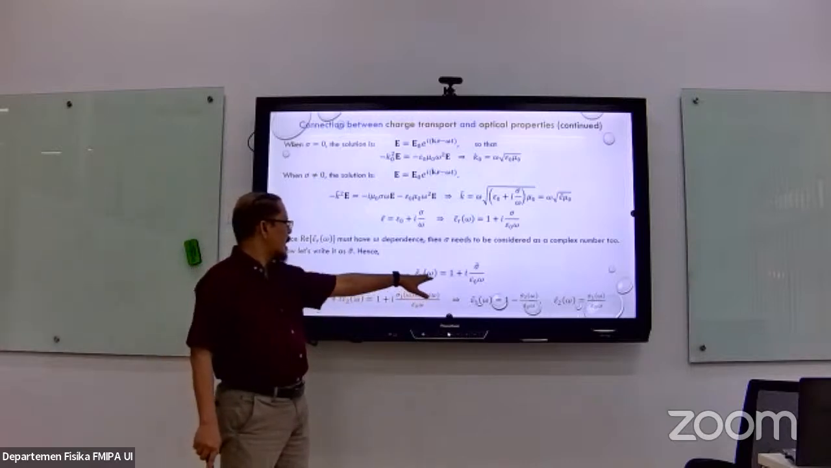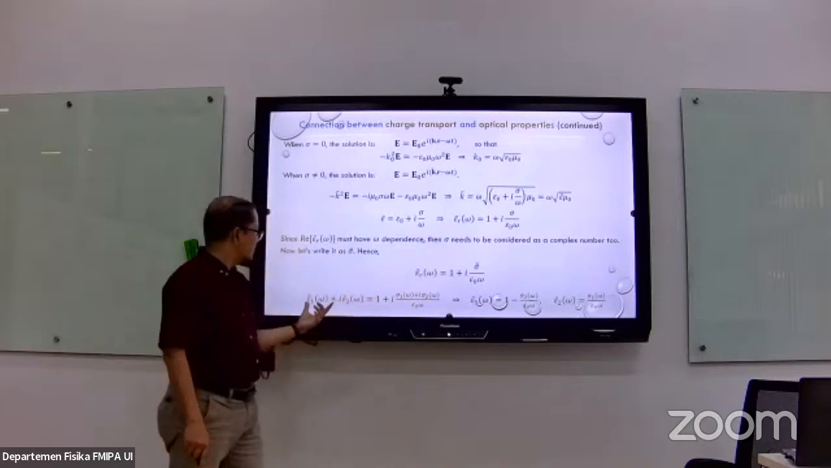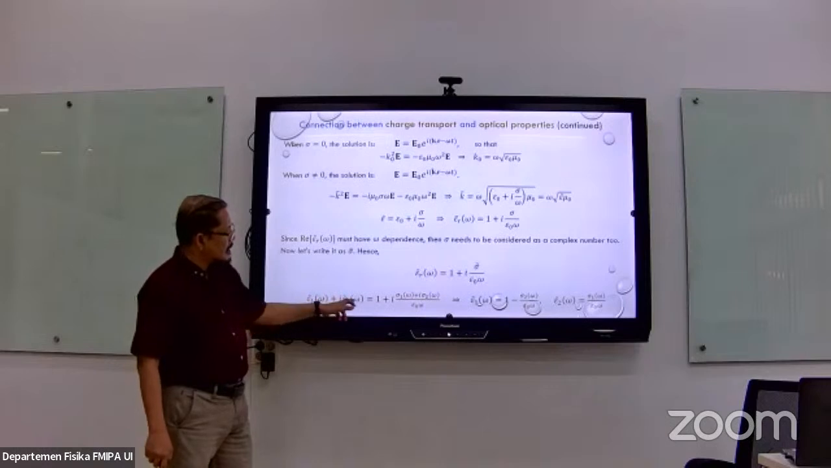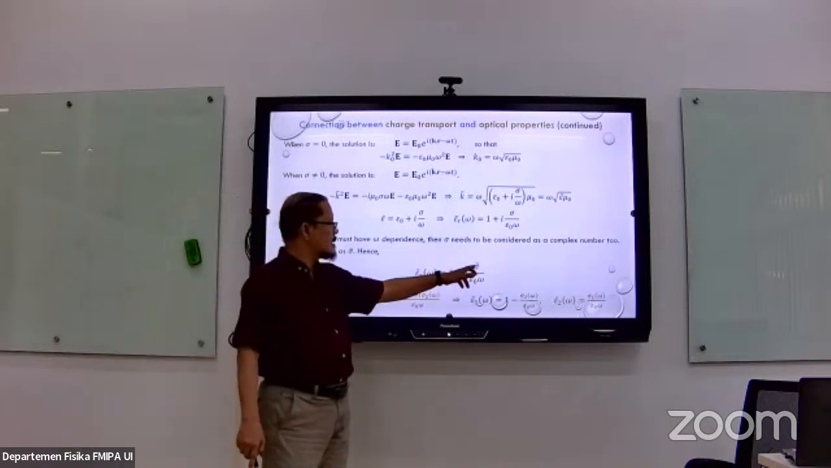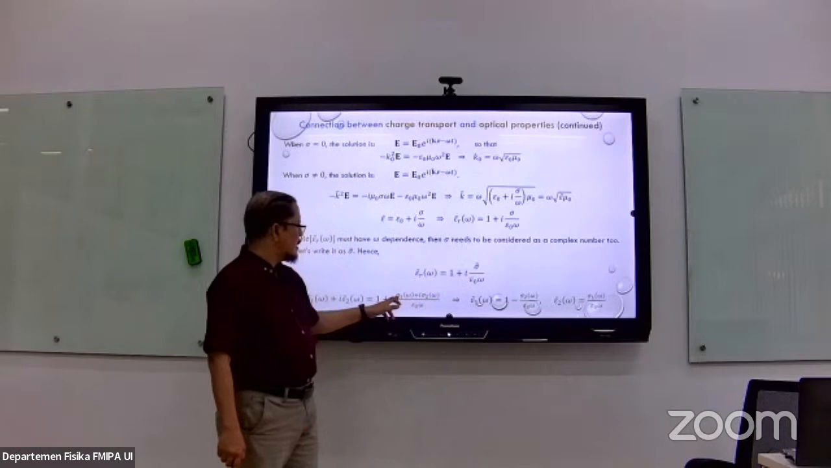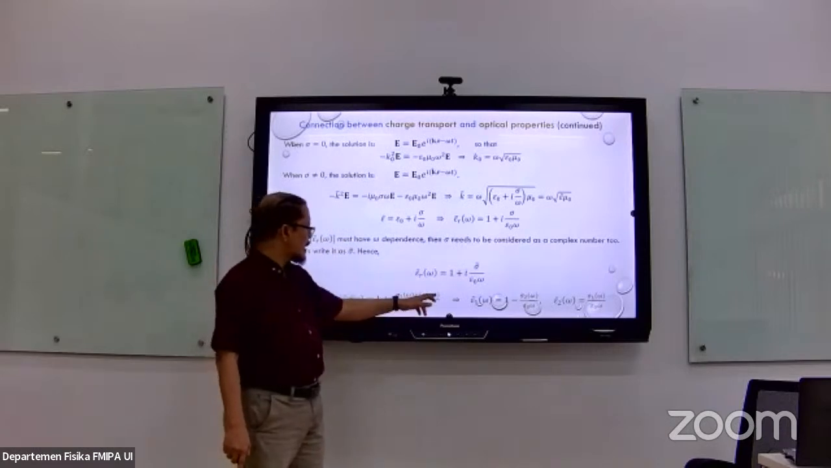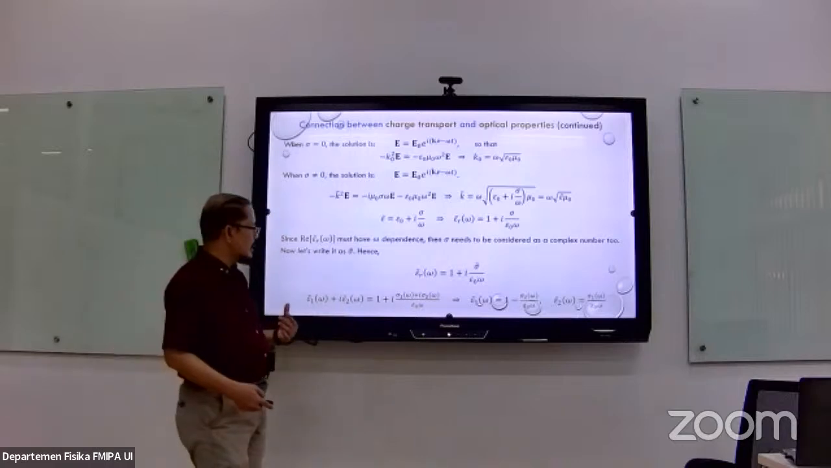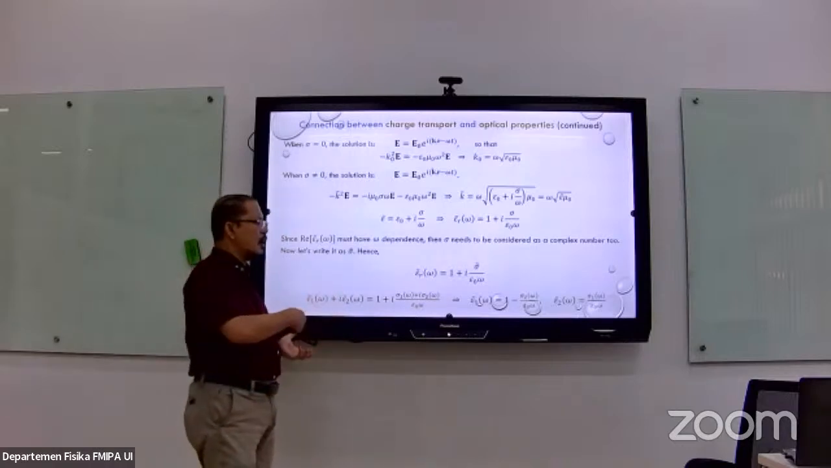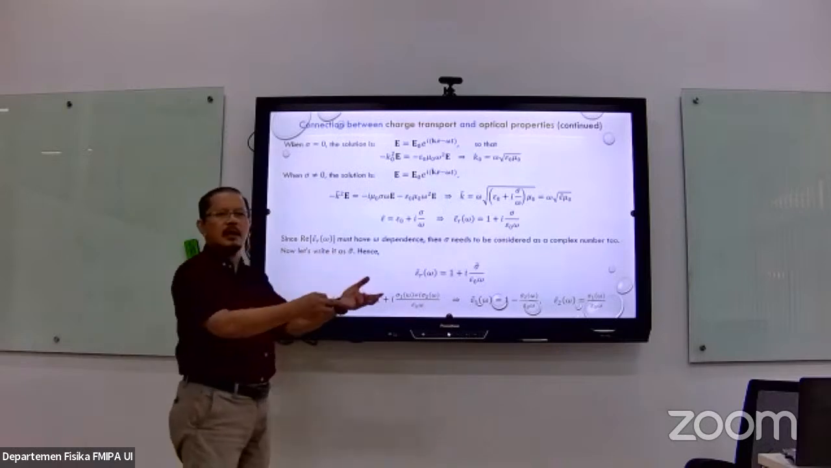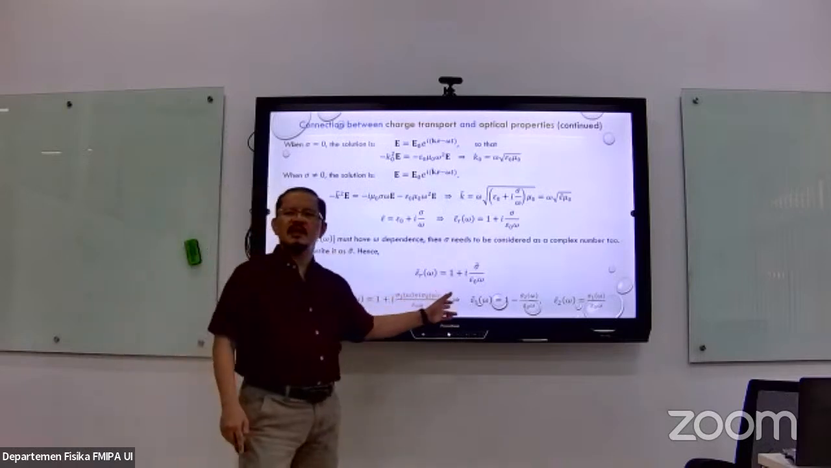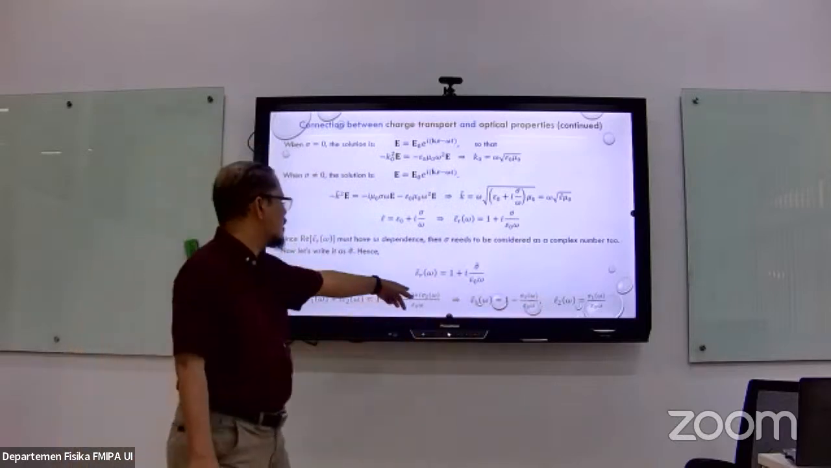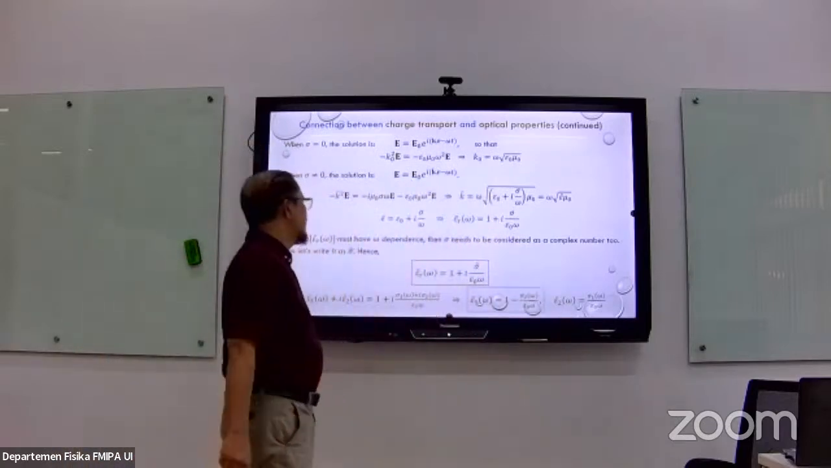I break up epsilon r into its real and imaginary parts, which I can write like this, and also write sigma as sigma 1 plus i sigma 2, like this. Then I can extract the relation between the real and imaginary parts from the permittivity side and the conductivity side. So this is what we obtain.